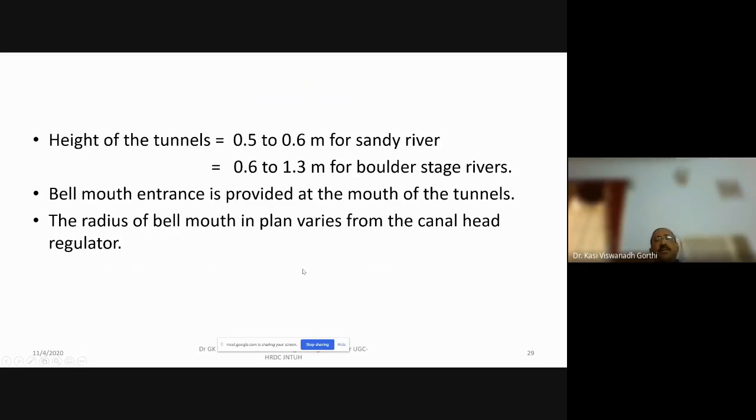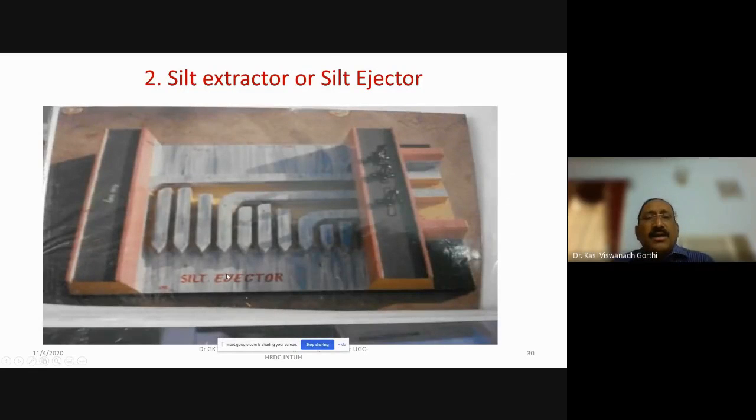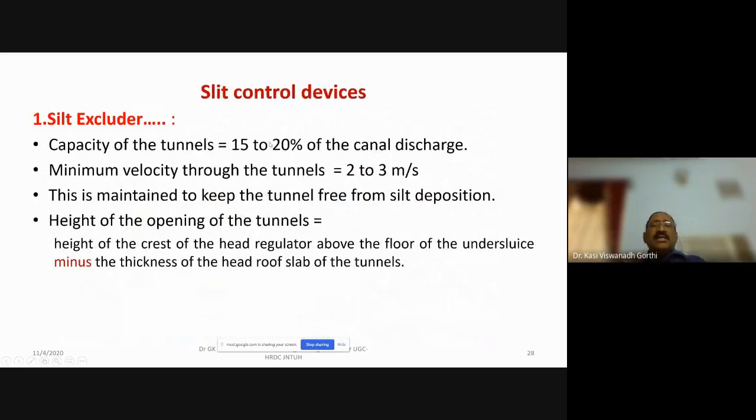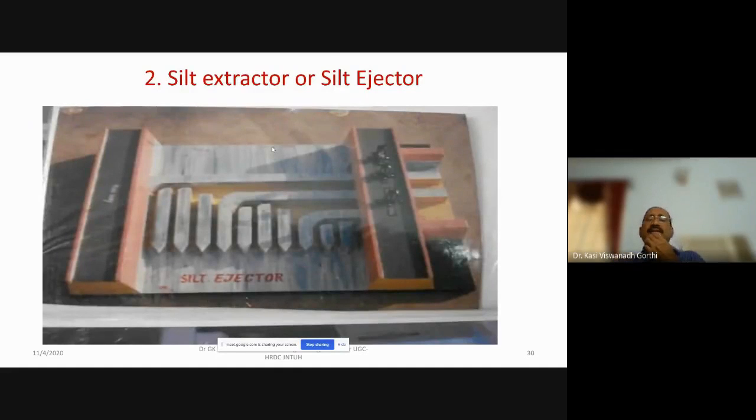The height of the tunnels will be usually 0.5 to 0.6 meters for sandy rivers, and 0.6 to 1.3 meters for boulder stage rivers. A bellmouth entrance is provided at the mouth of the tunnel. The radius of the bellmouth in plan varies from one canal head regulator to another type of canal regulator. The second one is the silt ejector. We have seen now about the silt excluders, because the entire water layer is divided into two parts. The top layer with relatively less silt flows directly. The bottom layer having more silt concentration is allowed to flow through the tunnels. So that is the silt excluder.